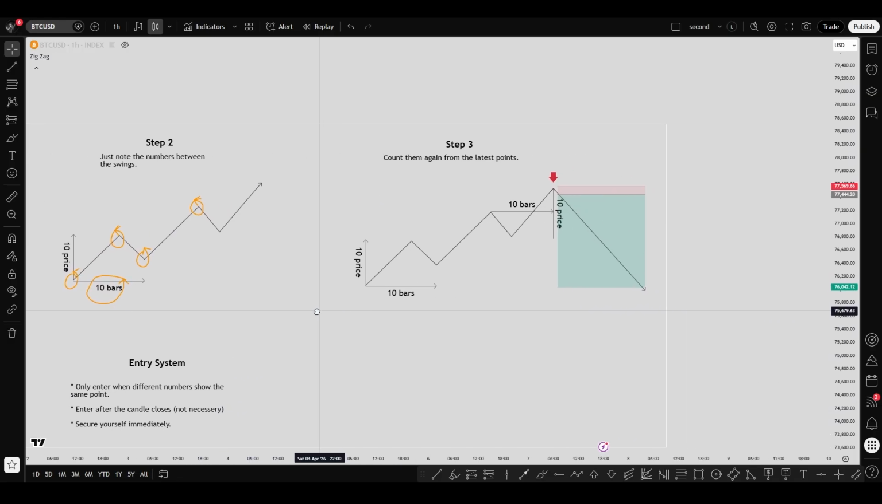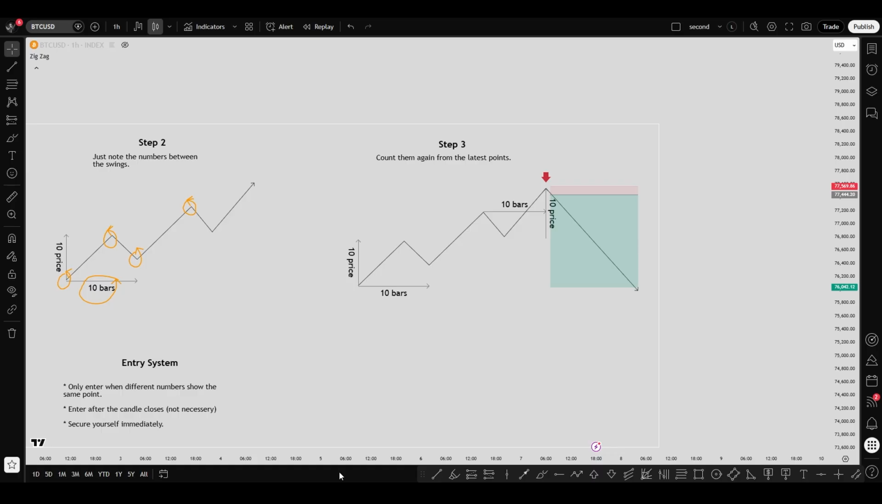So step 3, we have to count them again from the latest points. When you see a price number, for example, this was 10, you have to go 10 in price from here and you land exactly at the top. If you see 10 bars, you will also put this into the latest swings, and you will get the exact point of reversal. But that's not always the case. As you can see, we can count from here to here and get the distance and it can land somewhere random.